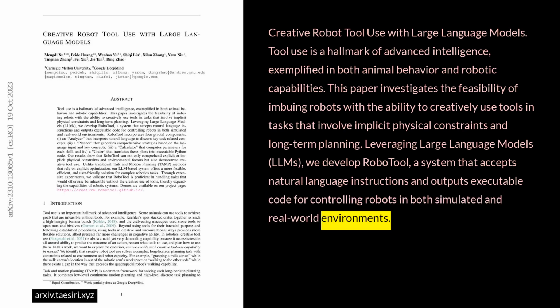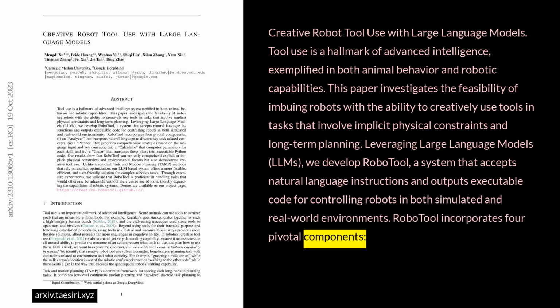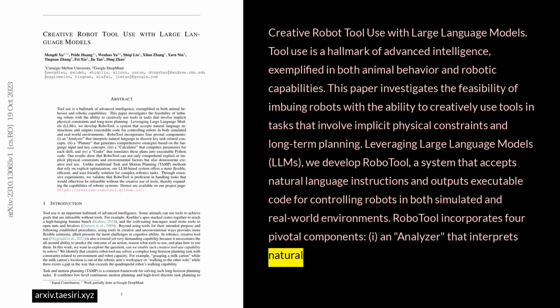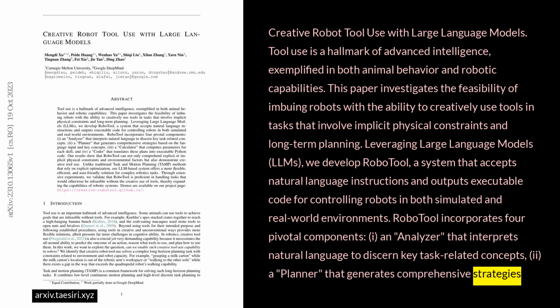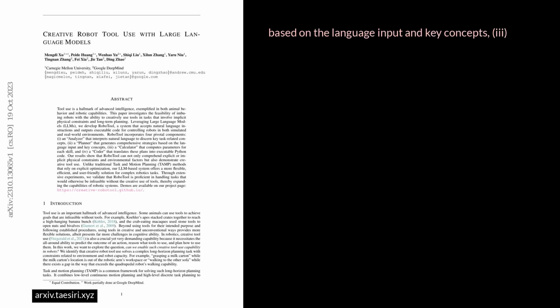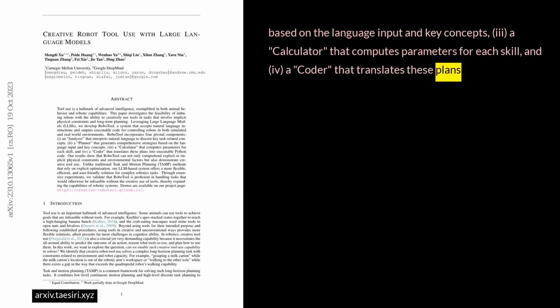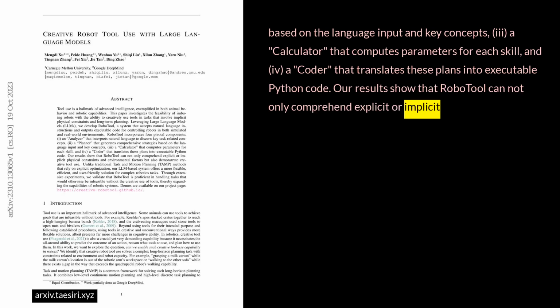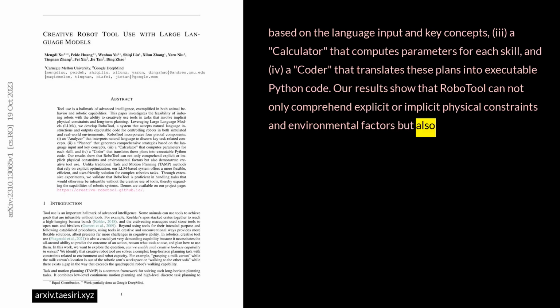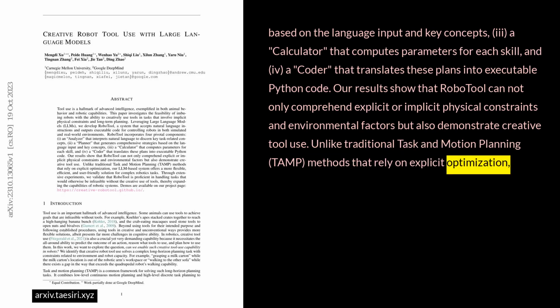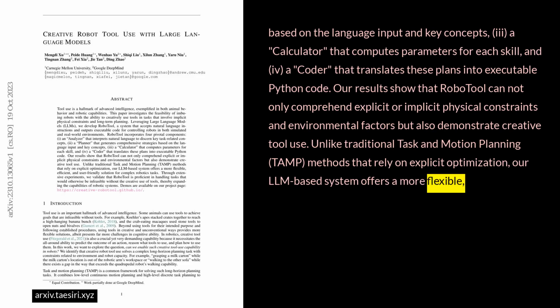RoboTool incorporates 4 pivotal components: 1, an analyzer that interprets natural language to discern key task-related concepts; 2, a planner that generates comprehensive strategies based on the language input and key concepts; 3, a calculator that computes parameters for each skill; and 4, a coder that translates these plans into executable Python code. Our results show that RoboTool can not only comprehend explicit or implicit physical constraints and environmental factors, but also demonstrate creative tool use. Unlike traditional task and motion planning (TAMP) methods that rely on explicit optimization, our LLM-based system offers a more flexible, efficient, and user-friendly solution for complex robotics tasks.